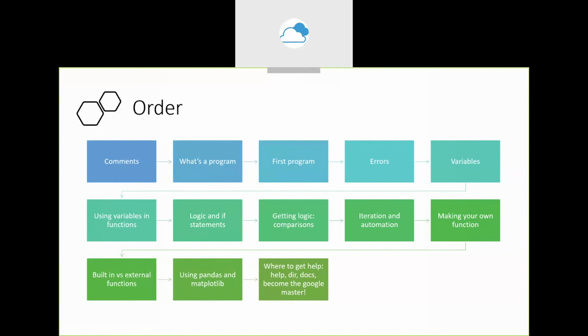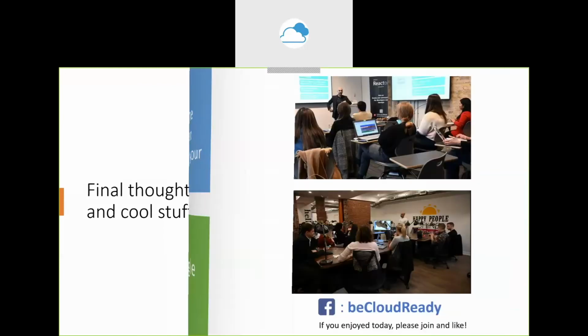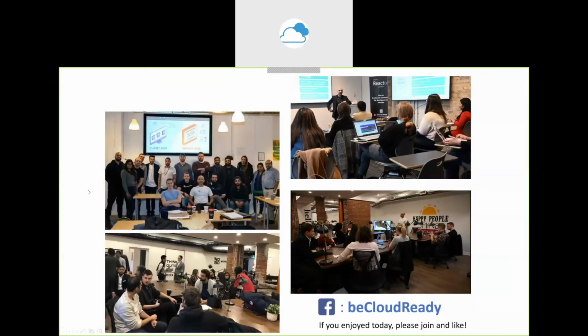Yep, we got almost all the way to the end. And final thoughts, yeah, GitHub's a great place. Just like I said, you can import stuff from pandas, you can import it from all of GitHub, so you become like that guy in the Matrix, you just plug things in your head. It's pretty amazing. And yeah, so that's it. That's us. We're BCloud ready.